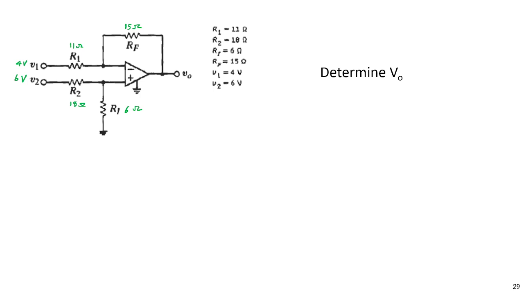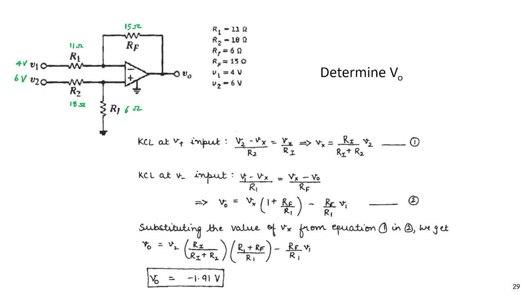Maybe like this. Okay. How to get V out with this type of circuit? We take KCL at the positive node. So this is virtually zero, right? This is also virtually zero, right?